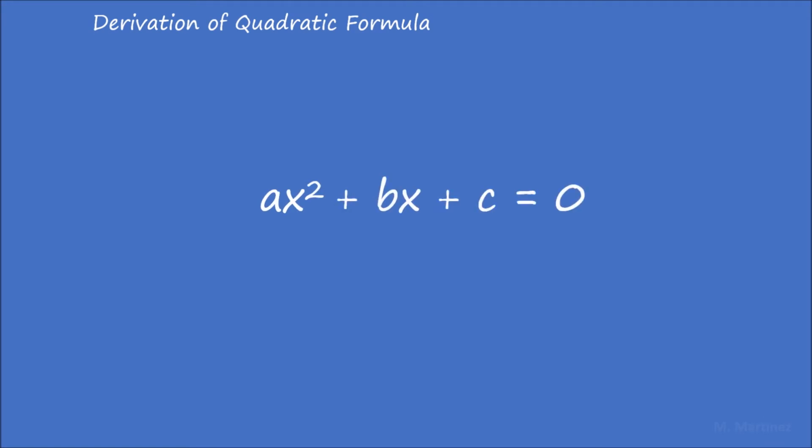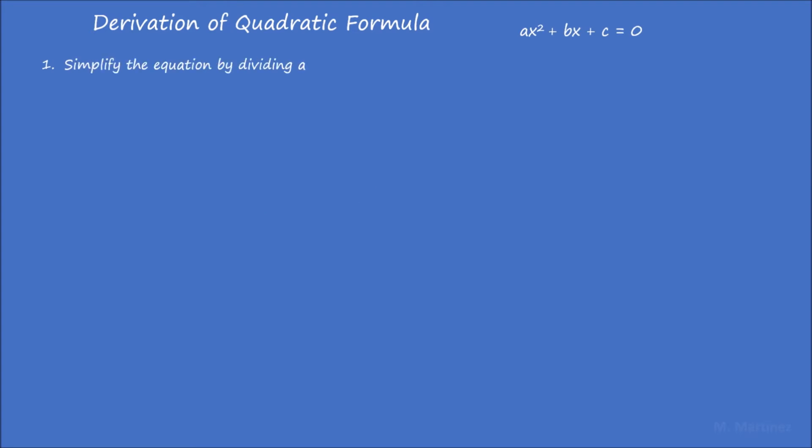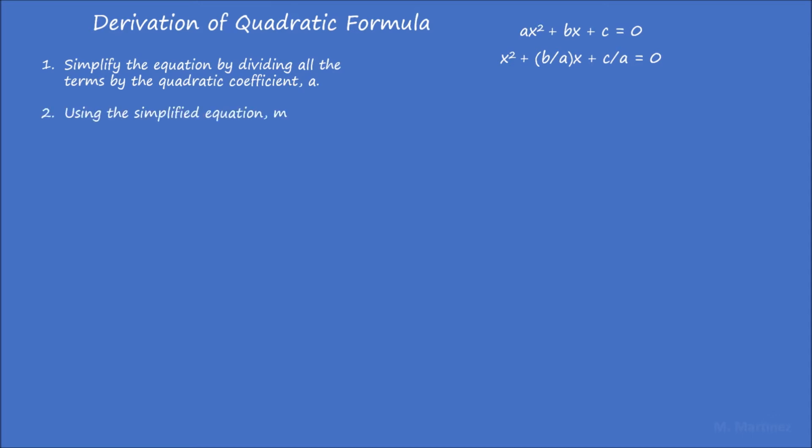Step 1, simplify the equation by dividing all the terms by the quadratic coefficient. By doing that, our equation will now become x squared plus b over a x plus c over a is equal to 0. Step 2, using the simplified equation, move the constant to the right-hand side of the equation. Our equation will now become x squared plus b over a x equals negative c over a.